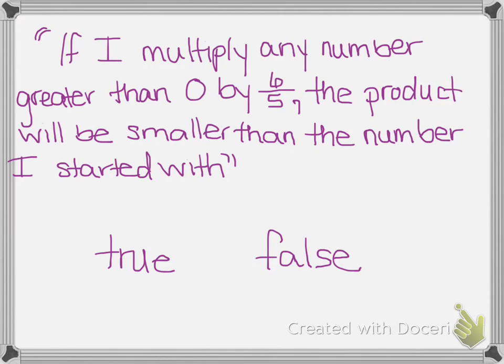Number 1 says, Justin said if I multiply any number greater than 0 by 6/5, the product will be smaller than the number I started with. Is Justin's conjecture or guess true or false? Since we know that 6/5 is greater than 1, any number you multiply it by is actually going to get greater. So the product is going to be greater, not smaller than the number you started with. So his conjecture is false.